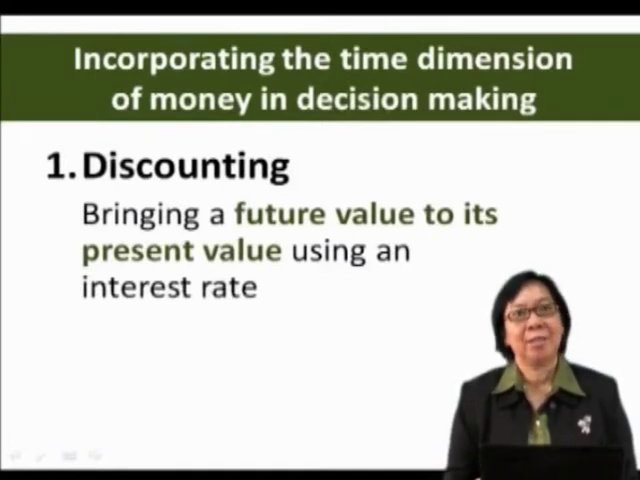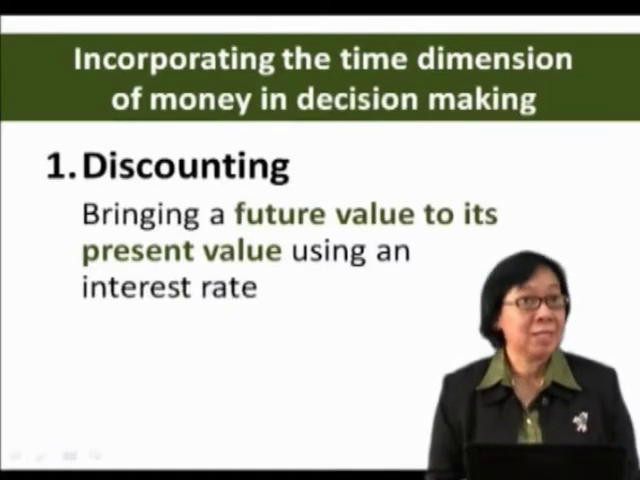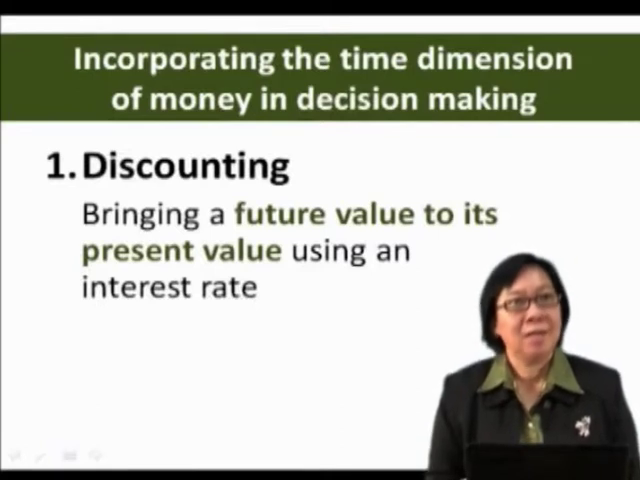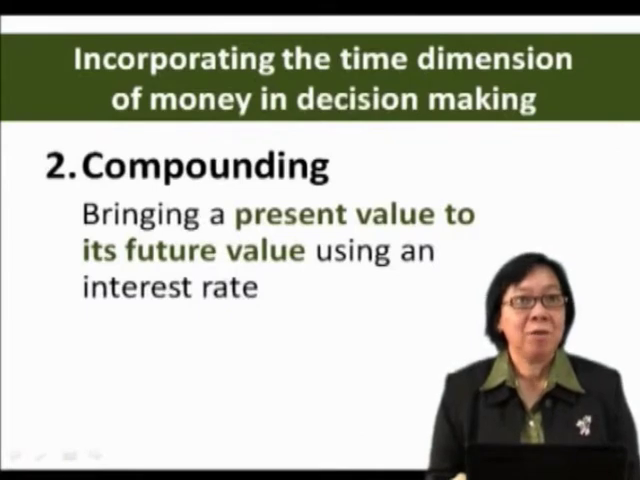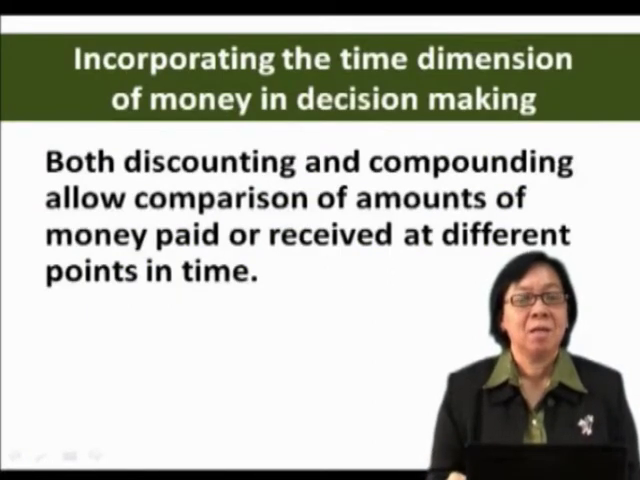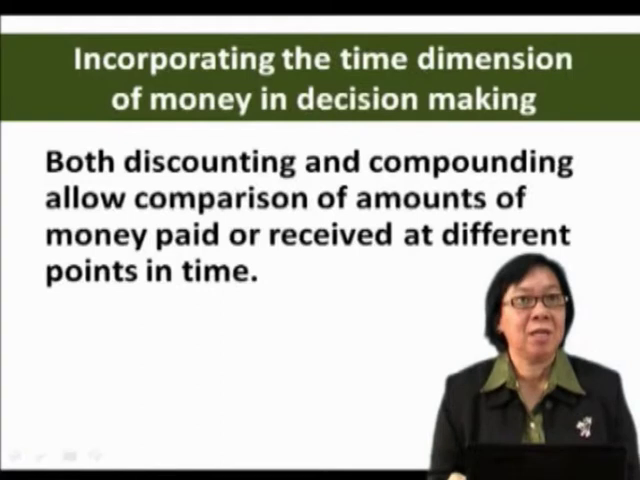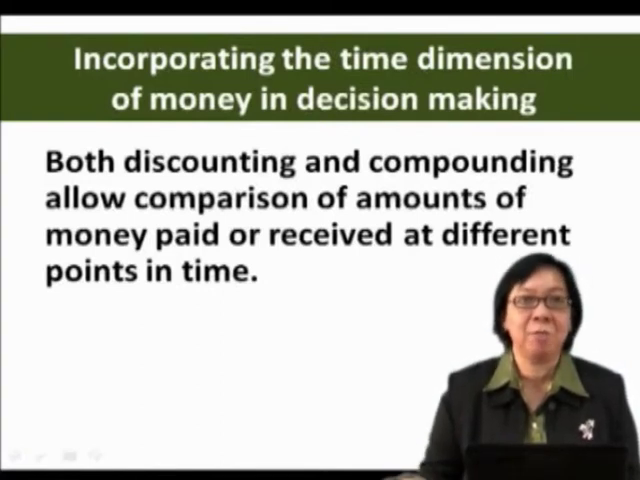Now, how do we incorporate the time dimension of money in decision making? We can do this using discounting and compounding. First, let us define discounting. Discounting means bringing a future value to its present value using an interest rate. On the other hand, compounding means bringing a present value to its future value, again using an interest rate. Both discounting and compounding allow the comparison of amounts of money that are paid or received at different points in time.